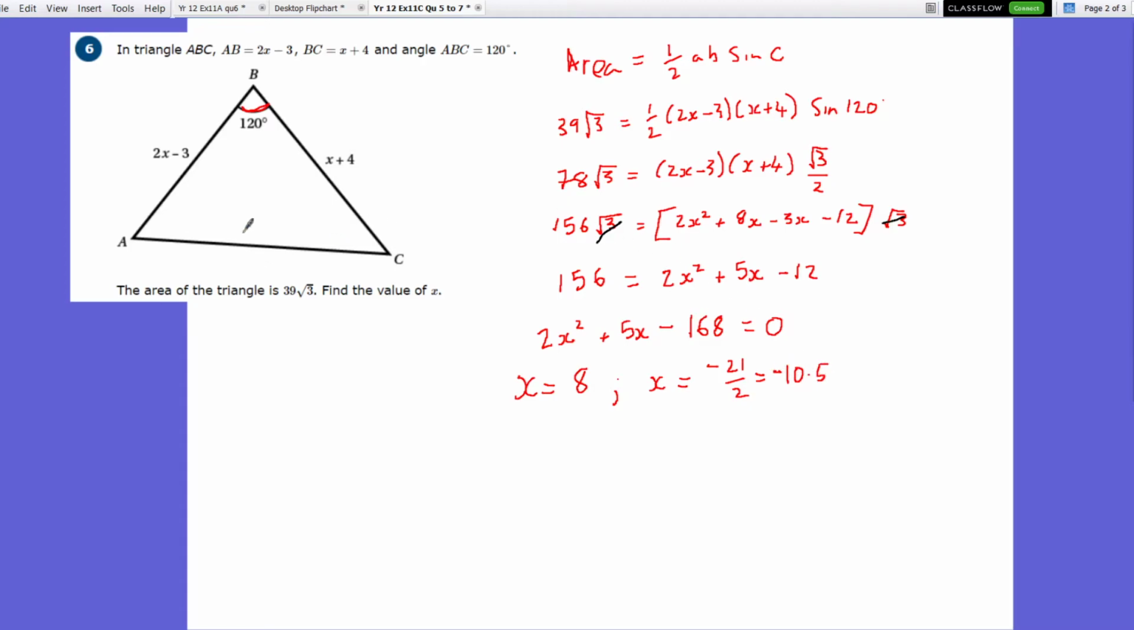Minus 10.5. Now, looking from here, that will make this side negative, and will also make the other side negative, so it's not possible to have a negative side length. So the only solution in this case is that x must equal 8. Double check that on your calculator.